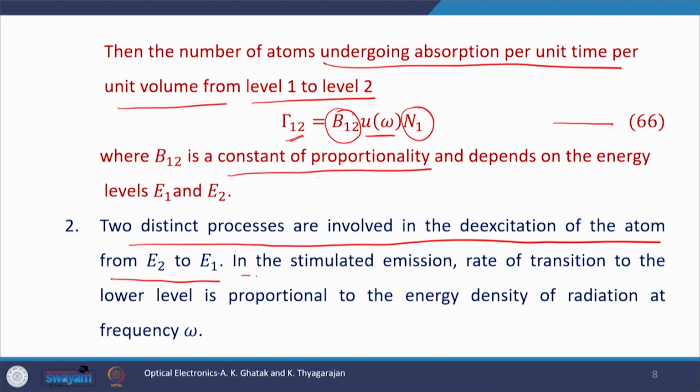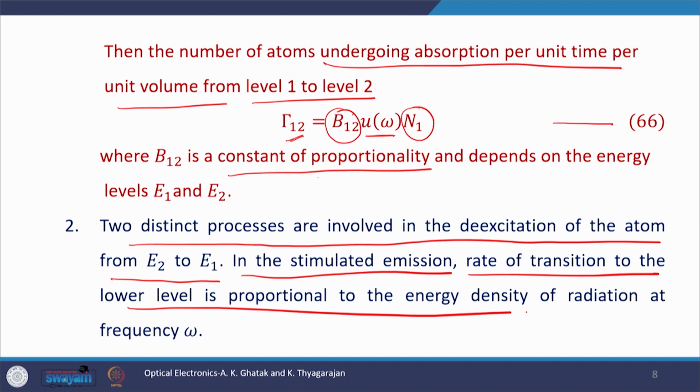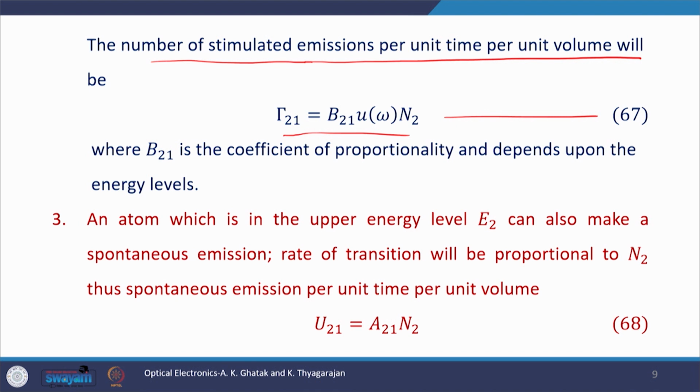Now, I repeat, in the stimulated emission the rate of transition to the lower level is proportional to the energy density of radiation at frequency omega, as well as proportional to the number of carriers, or carrier density, in energy level 2, the upper energy level. Therefore, the number of stimulated emissions per unit time per unit volume will be given by equation number 67, where B21, which is again a proportionality coefficient, depends upon the energy level.